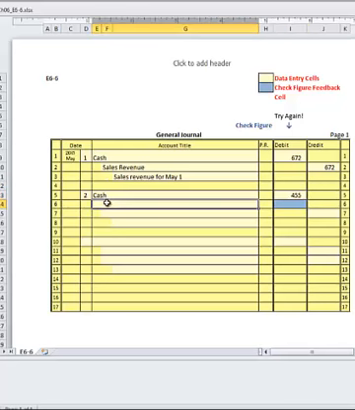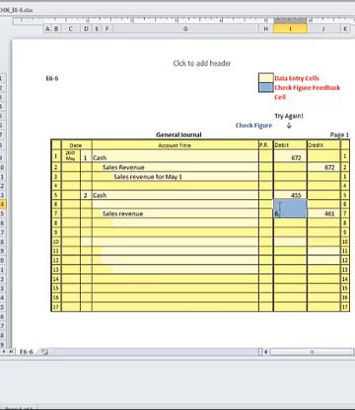I'm going to skip the middle line, the cash short and over line, and go straight to the sales revenue because I know that is always the amount on my sales ticket for my cash register. So that was a total of $461. Now I'm ready to enter my difference, which happens to be $6.